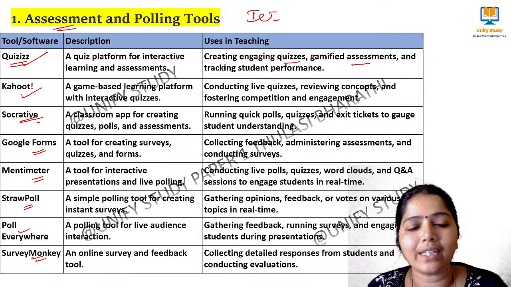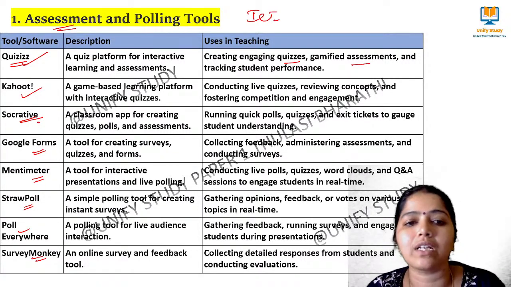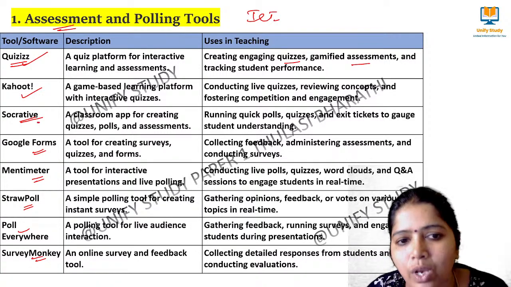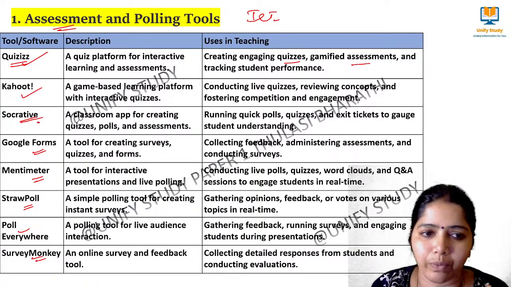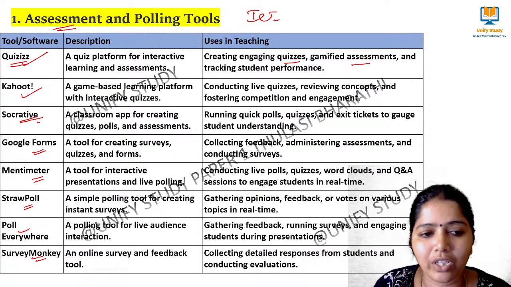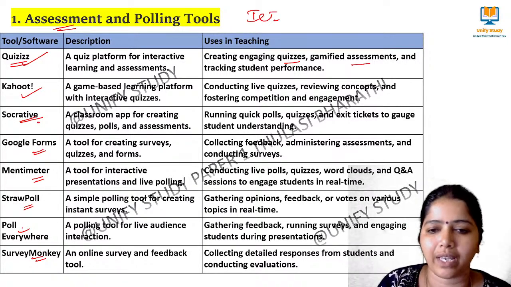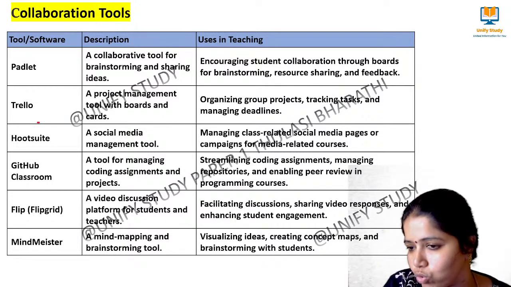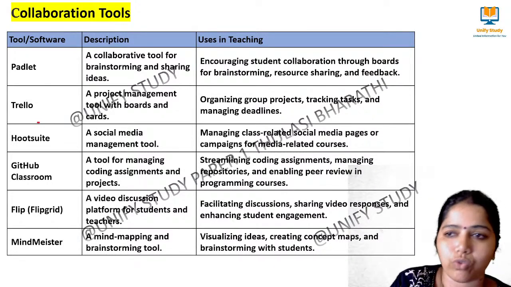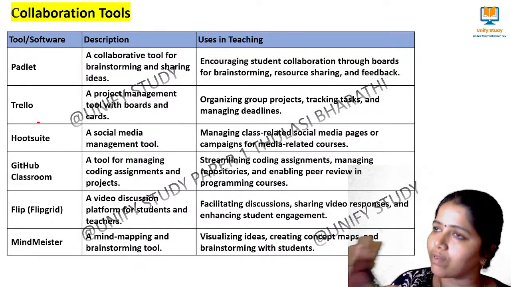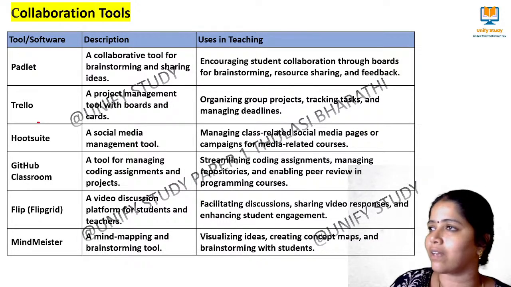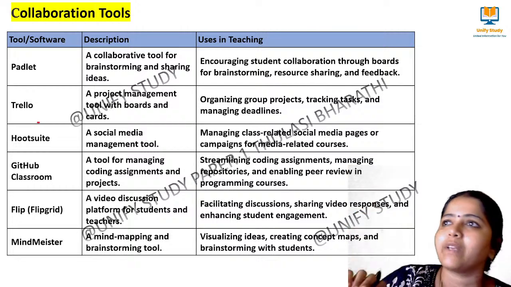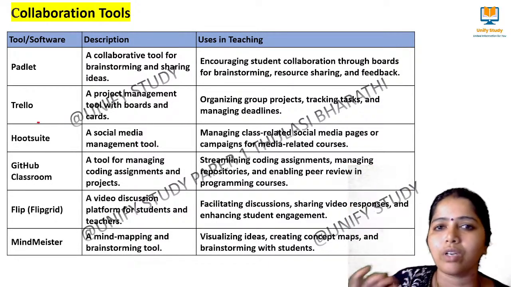So Quizizz, interactive quizzes. Kahoot, a game based learning platform to do interactive quizzes. Socrative, also quiz, poll and assessment being done using that. Google Forms, Mentimeter, Straw Poll, Poll Everywhere, SurveyMonkey. Clear? Yes. Next, we move to collaboration tools. What do you mean by collaboration tools? It means a board will be there, a notice board will be there, especially a students' notice board. So they can paste images and important notices over there.